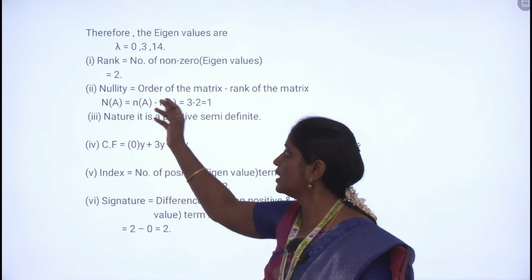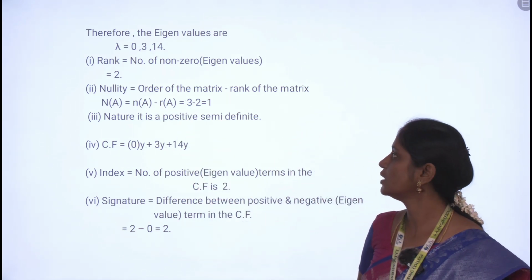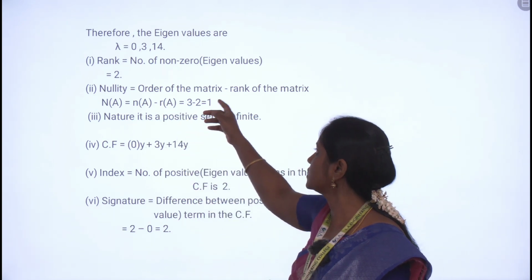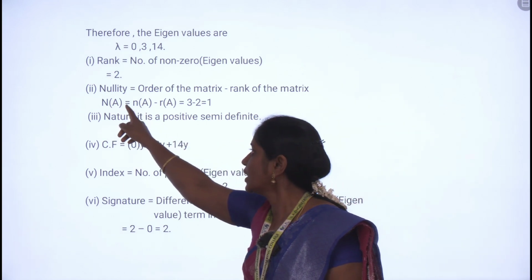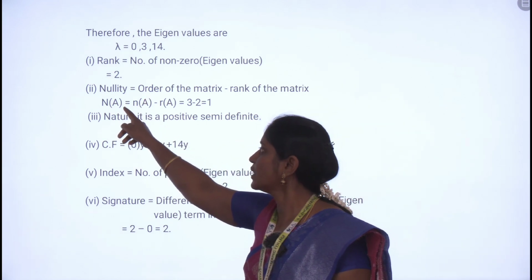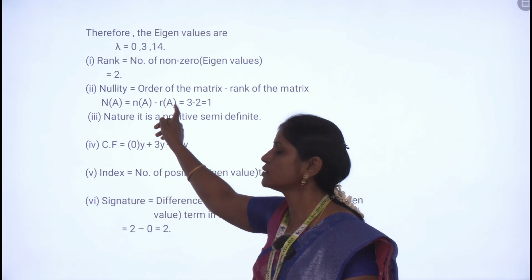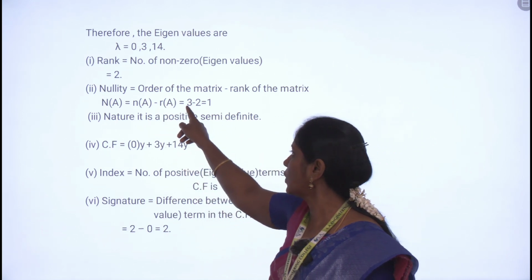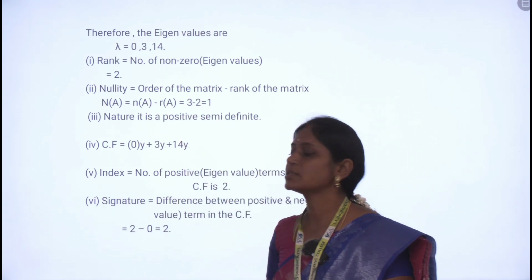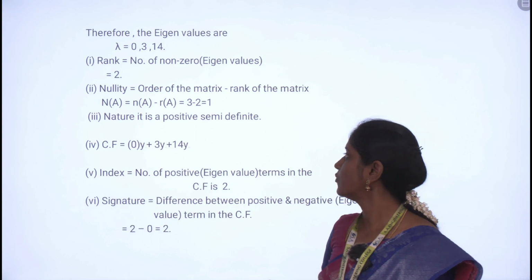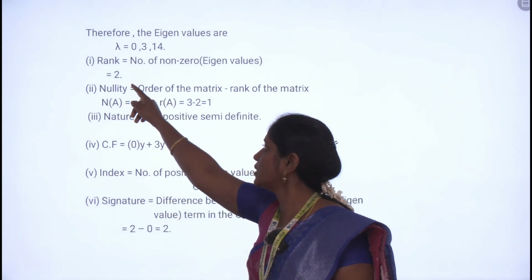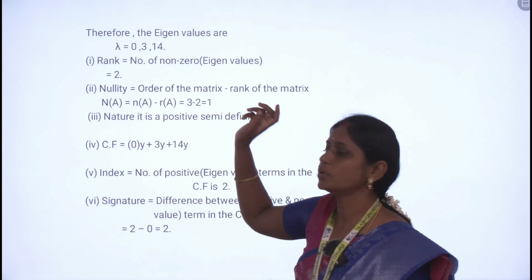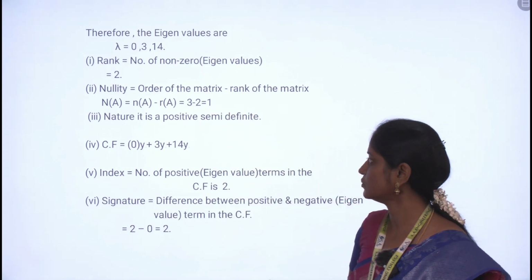And next one is nullity. We know that nullity equal to order of the matrix minus rank of the matrix. Capital N of A is defined as small n of A minus R of A. Here the order of the matrix is a 3 cross 3 matrix. Therefore, this is equal to 3 minus the rank, which is 2. Therefore, 3 minus 2 equal to 1.